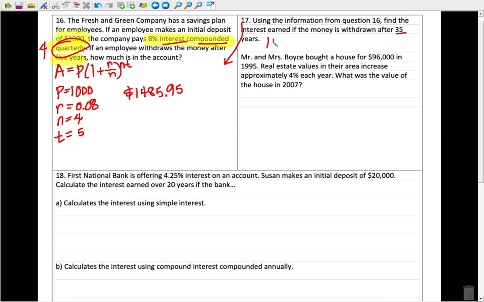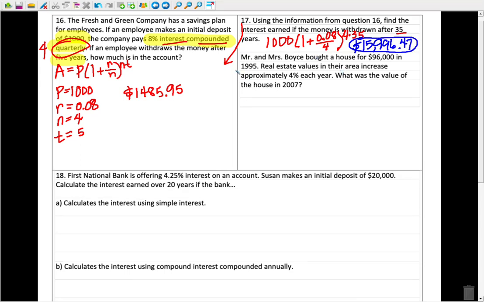So 1,000 times 1 plus 0.08 over 4. This time it's 4 times 35. You get for this answer a much bigger amount. They will have $15,996.47 if they wait 35 years.